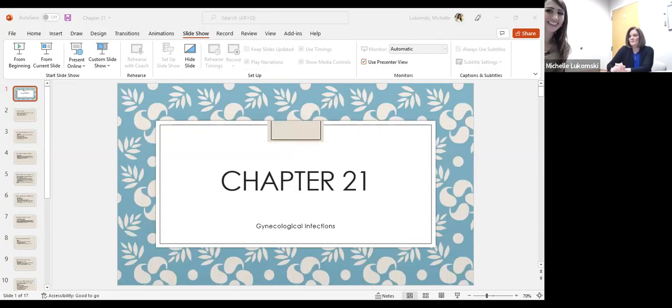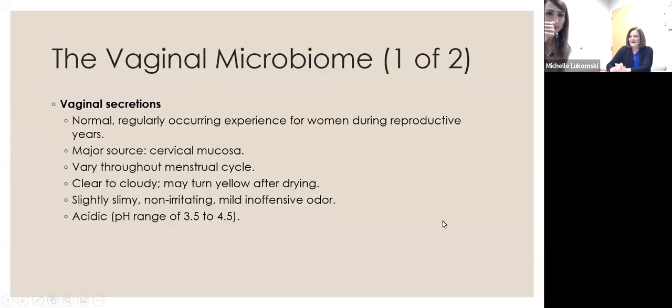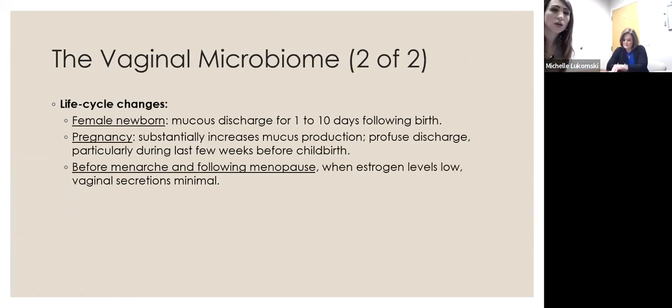So when in the office you're checking for vaginitis, they just need to be reassured that there are some normal vaginal discharges that are not infectious. Okay, perfect.